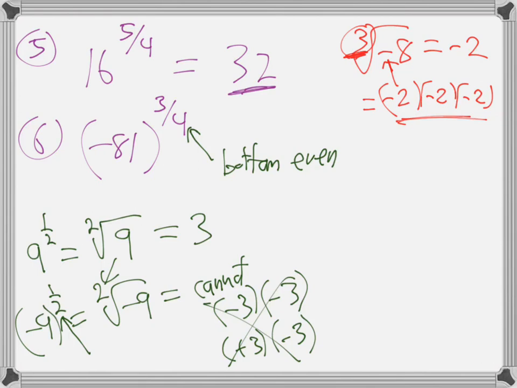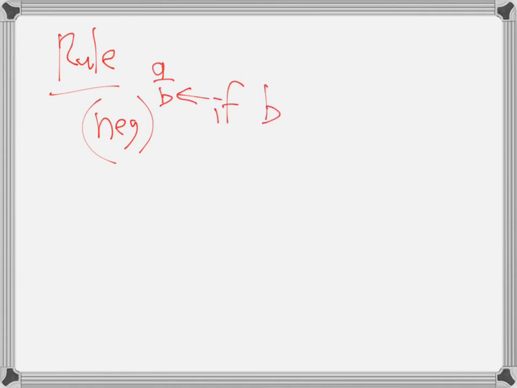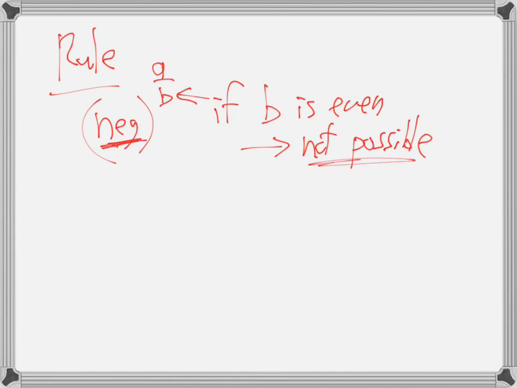So I bet many of you are like, can you just give us a rule here? I will. So here's the rule. It's the easiest way to write this out. If you have a negative number to an a over b power, if b is even, then it's not possible. So there it is. If you have a negative and b is even, it's not possible, because that's an even root asking for a negative answer.